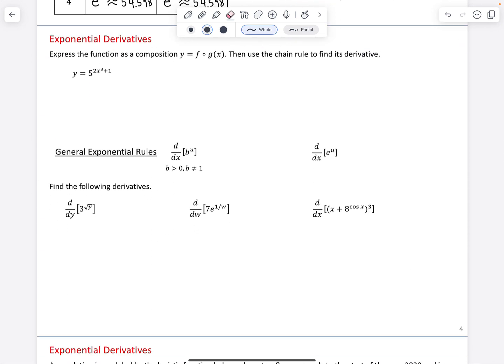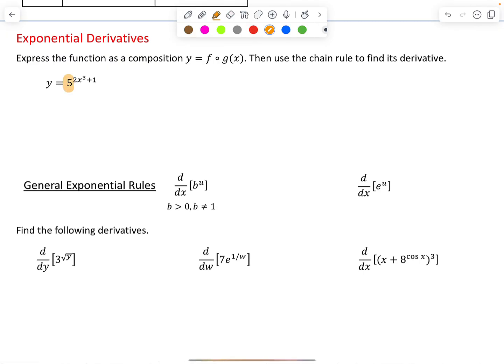So on this page, we're going to explore the effect of the chain rule when we do compositions involving exponentials. Express the function as a composition y equals f of g. Then use the chain rule to find its derivative. So I have a function that's 5 raised to another function.